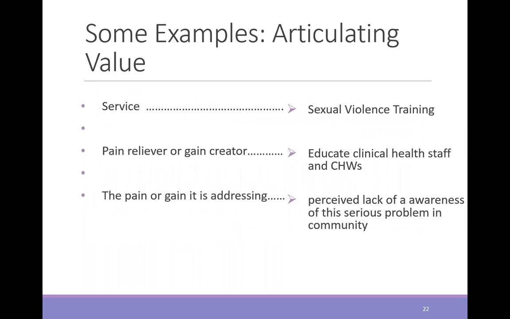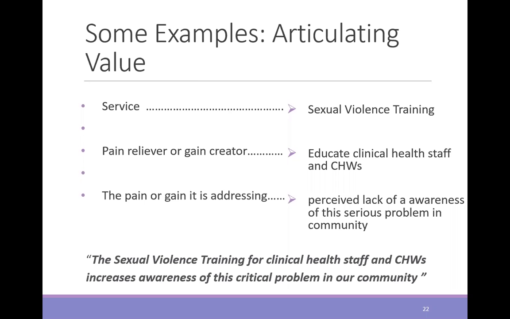Here's an example of developing a key message or value proposition. The service is sexual violence training. What that service looks like, or the pain reliever or gain creator that it creates, is providing education to clinical staff and community health workers. The pain or gain it is addressing is the perceived lack of awareness of this serious problem in the community. So putting it all together, the key message or the value proposition is sexual violence training for clinical health staff and community health workers increases awareness of the critical problem in our community.